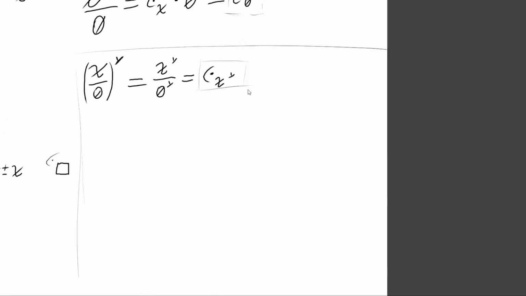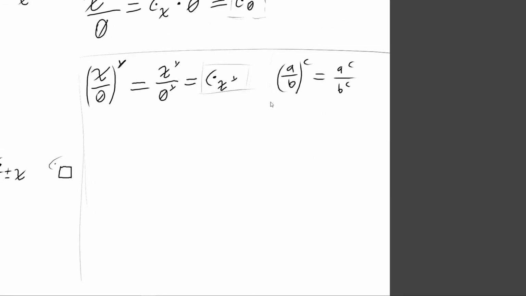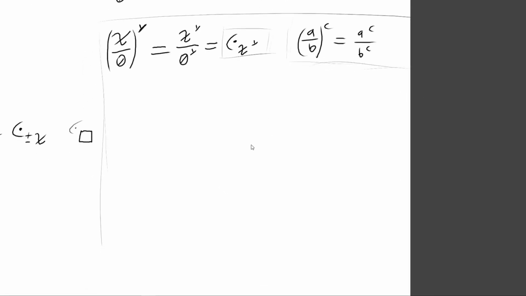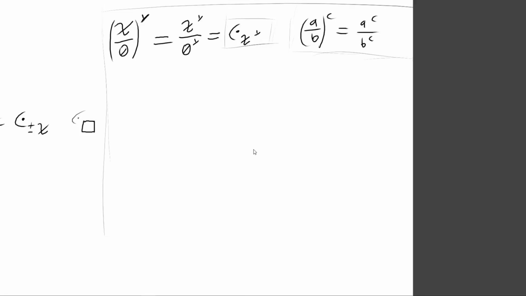And this, of course, is based on the property we all know: a over b to the c equals a to the c over b to the c. Pretty simple. You probably learned this in calculus, pre-cal. Okay, so now we get to do roots, square roots. This will be fun.